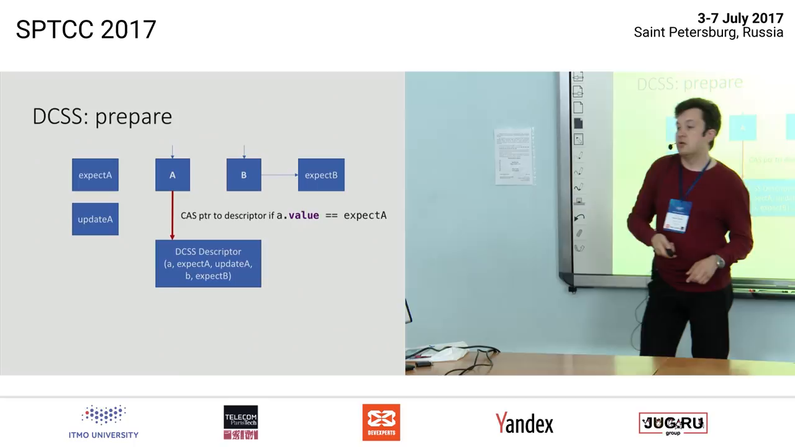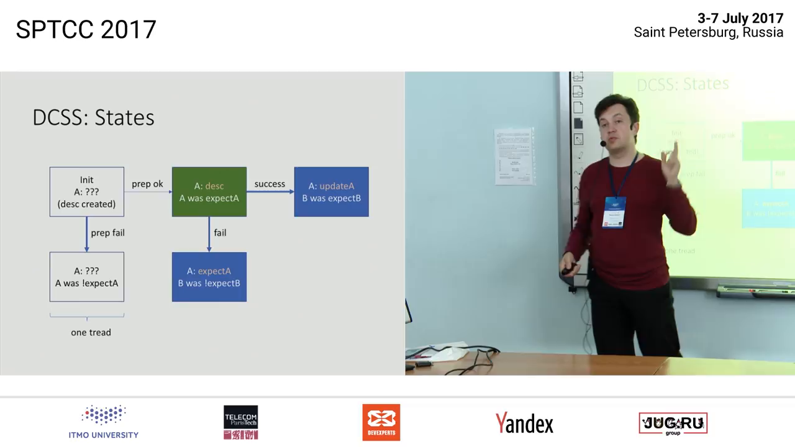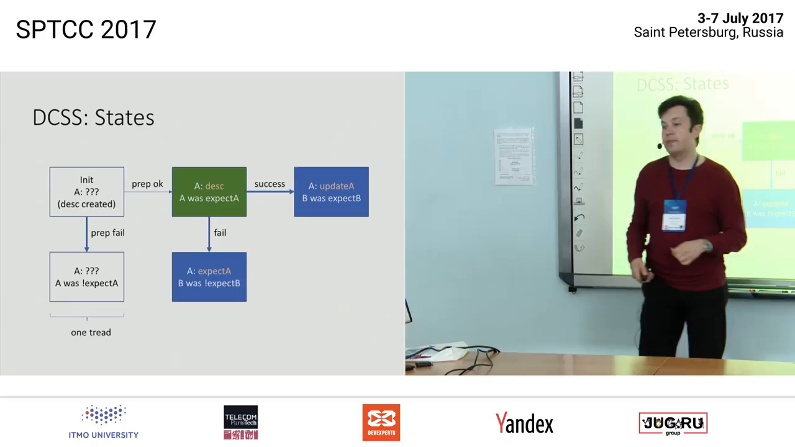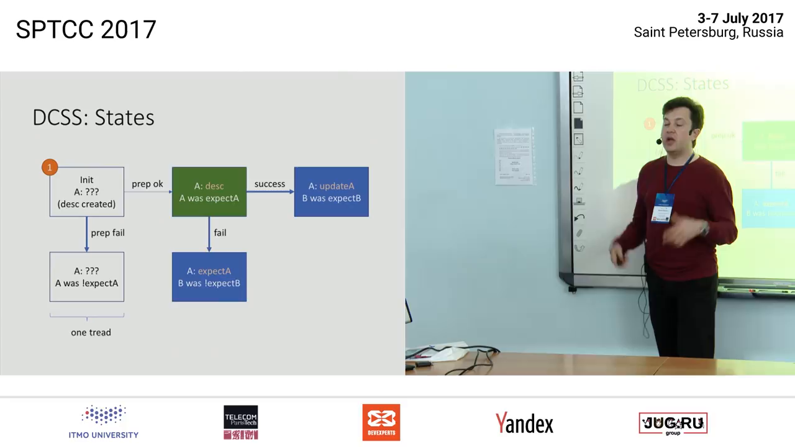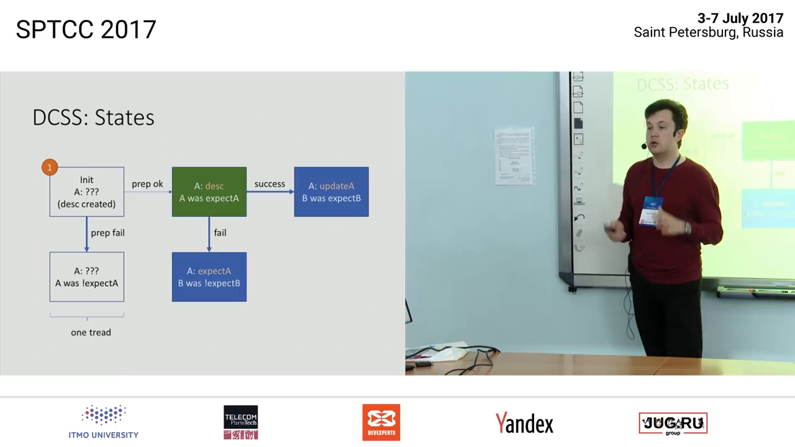The other way to look at it is to look at a state diagram, which is really simple. And it's actually the easiest way to prove that this algorithm is correct, because the state diagram basically embodies the proof of correctness of this algorithm. The initial state: we have the descriptor created, A contains something we don't know, and that's our initial state. It's not published yet. No other thread knows about our descriptor, it's just local to our operation that's trying to do this double compare single swap.